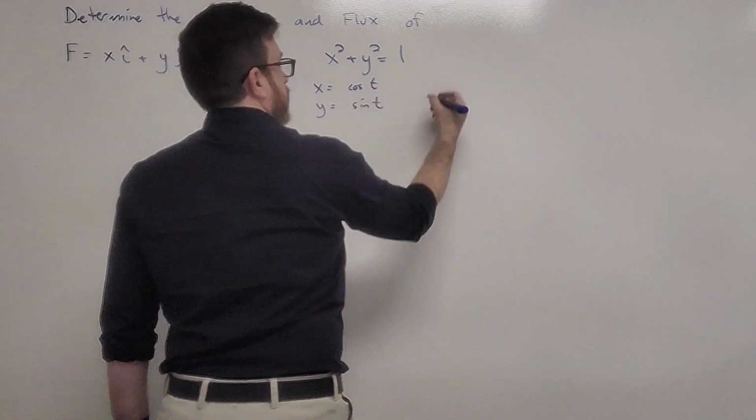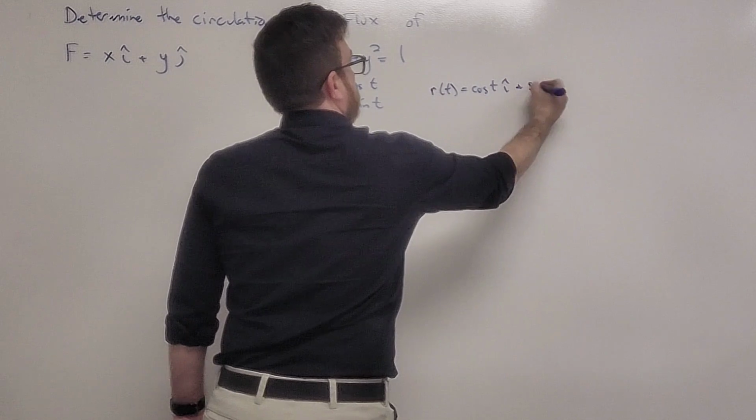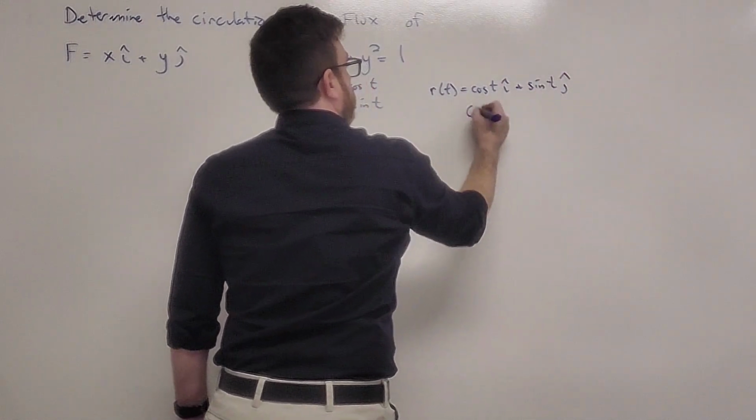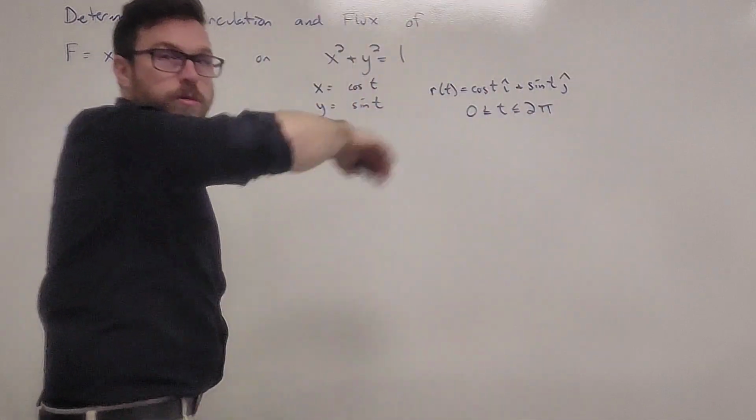Of course, you can write this as r of t equals cosine of t i plus sine of t j, where 0 is less than or equal to t, which is less than or equal to 2 pi, and that's because I need the entire circle.